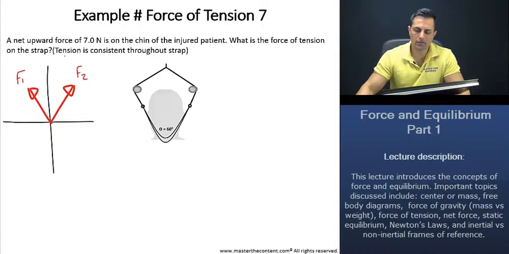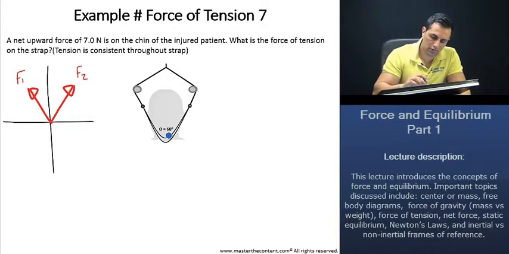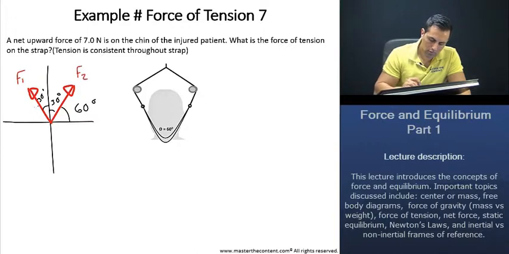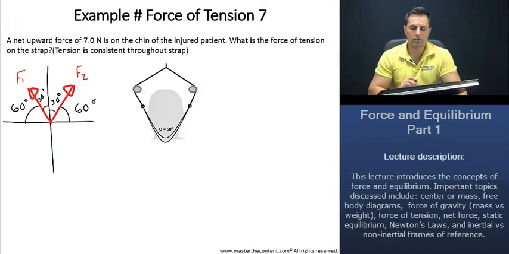Wonderful. Now, what else do we know about this problem? Well, the problem is telling us that the angle within here is 60 degrees. And if the angle within there is 60 degrees, then we know that the angle here is going to be 30 degrees, and the angle here is also going to be 30 degrees. And if those two angles are 30 degrees, then this angle here is going to be 60 degrees, and this angle here is going to be 60 degrees as such.